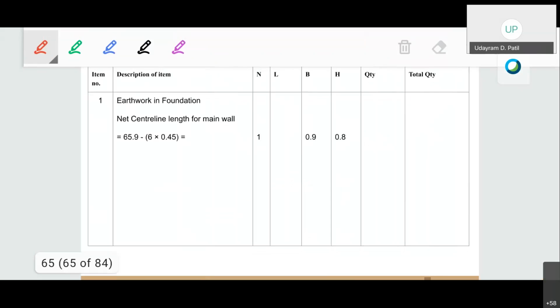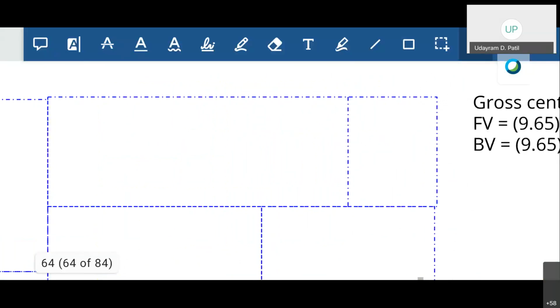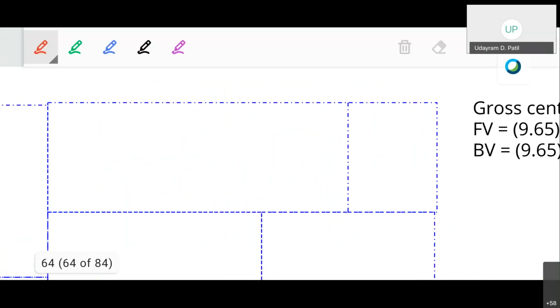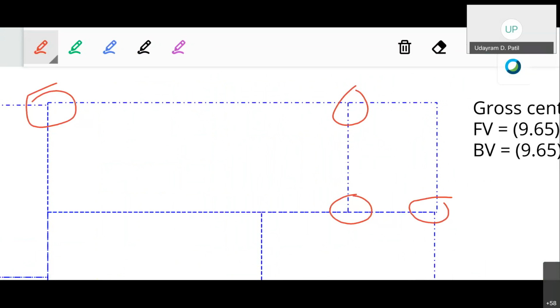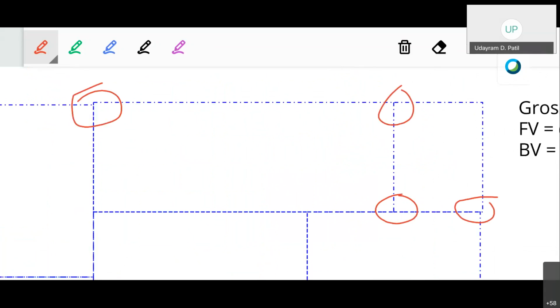Now for the back veranda, again for the back veranda there will be a total four junctions, 1, 2, 3 and 4. Okay, now again we have to deduct that particular quantity from the section. These four junctions will be there. Now for all of these four junctions we have to deduct the quantity.